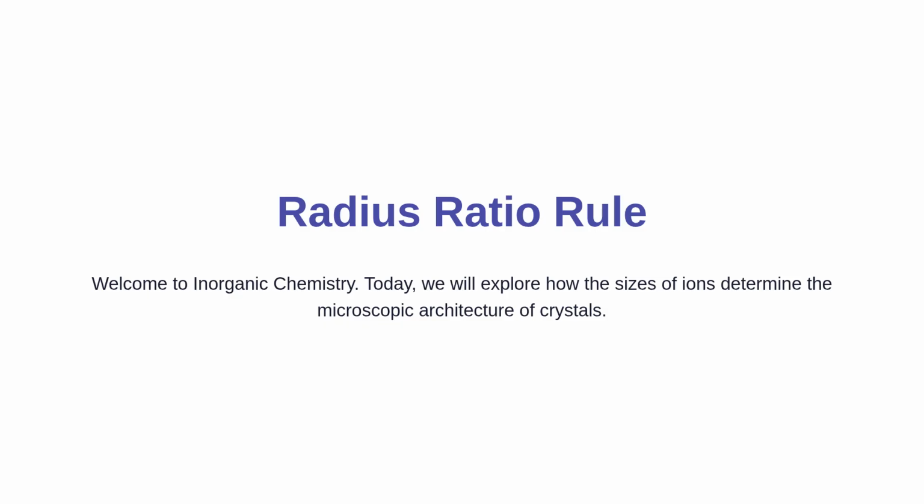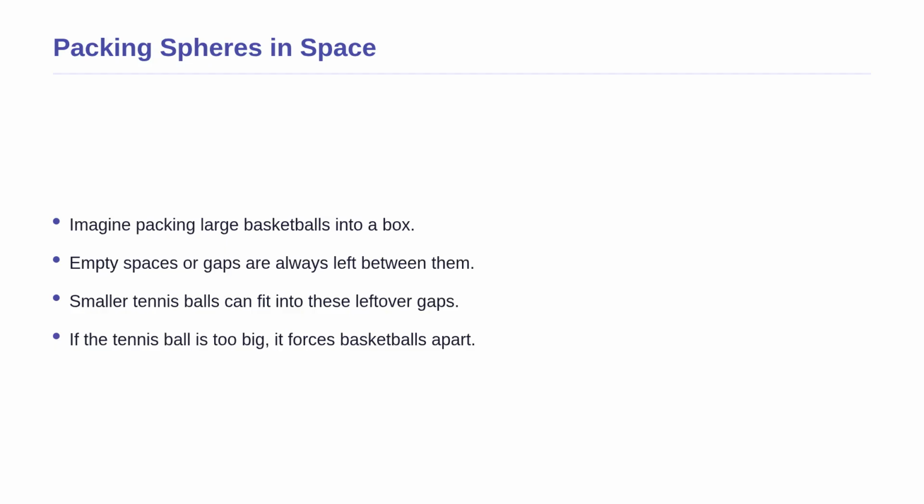Let us dive in. To understand how atoms form solid materials, imagine you are trying to pack large basketballs into a giant shipping box. No matter how tightly you arrange them, there will always be empty spaces or gaps left between the balls. Now, suppose you want to fit smaller tennis balls into those leftover gaps.